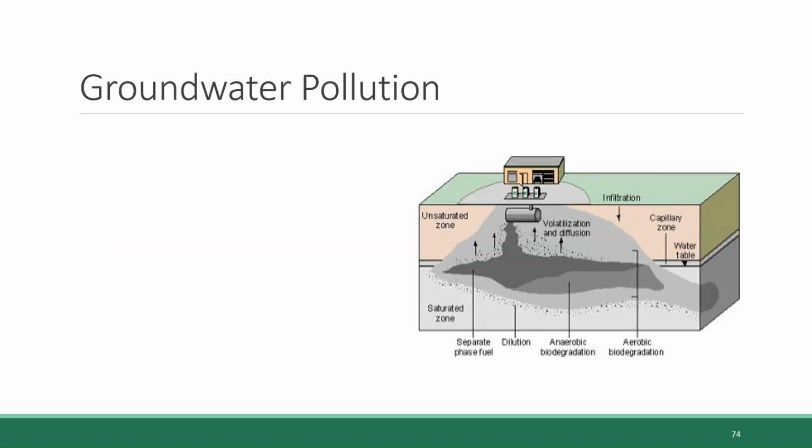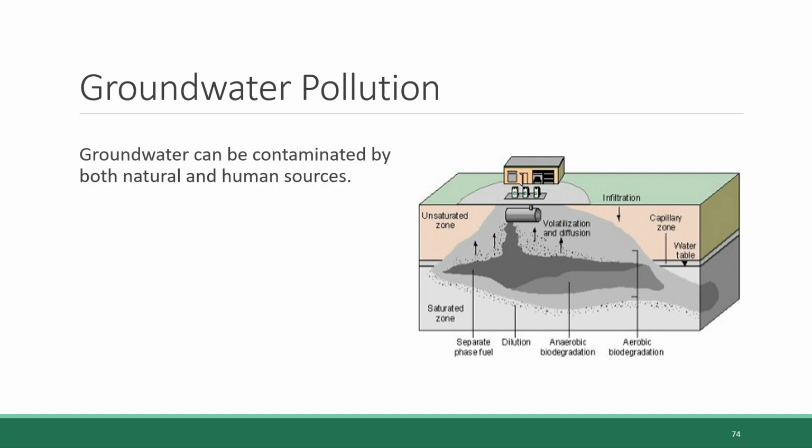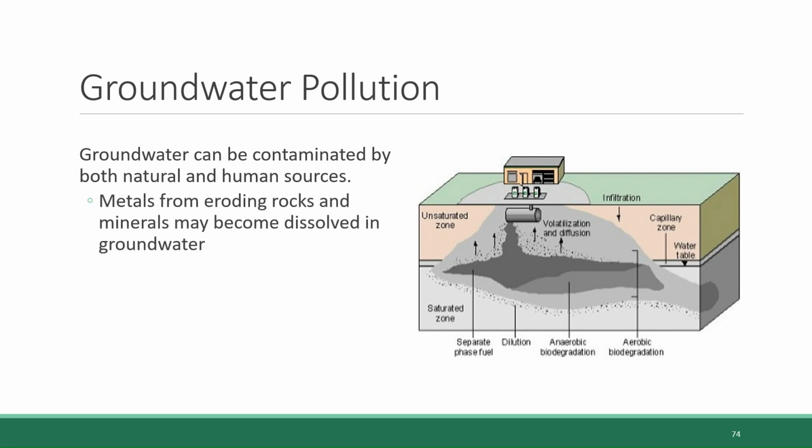Final note before we move from this section, we've been talking about water pollution as it occurs in surface water like lakes, rivers, and oceans, but groundwater pollution is also a problem. Groundwater can accrue contamination from both natural sources and human sources. A natural source of metal contamination in water is the erosion of rocks and minerals which come into contact with the water in the underground environment.